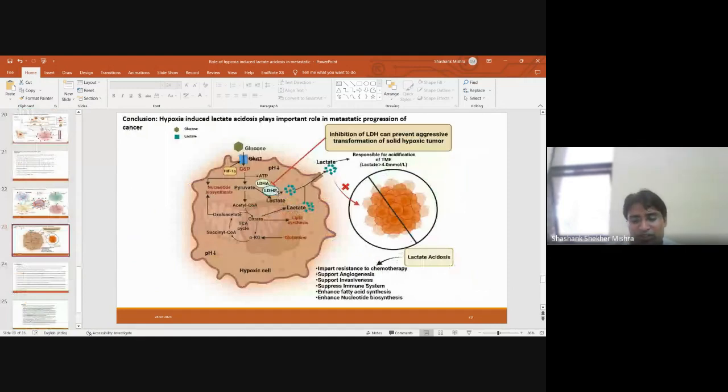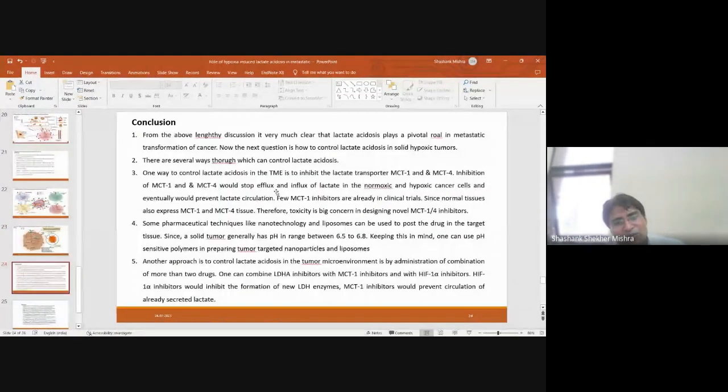So this is one approach. Apart from this, here I have also concluded some points on how we can stop the lactate circulation in the tumor microenvironment. One is inhibition of MCT1 and MCT4 receptors. This is one mechanism through which we can stop the lactate circulation in the tumor microenvironment. And we can also design some drugs which can specifically target the hypoxic cancer cell.